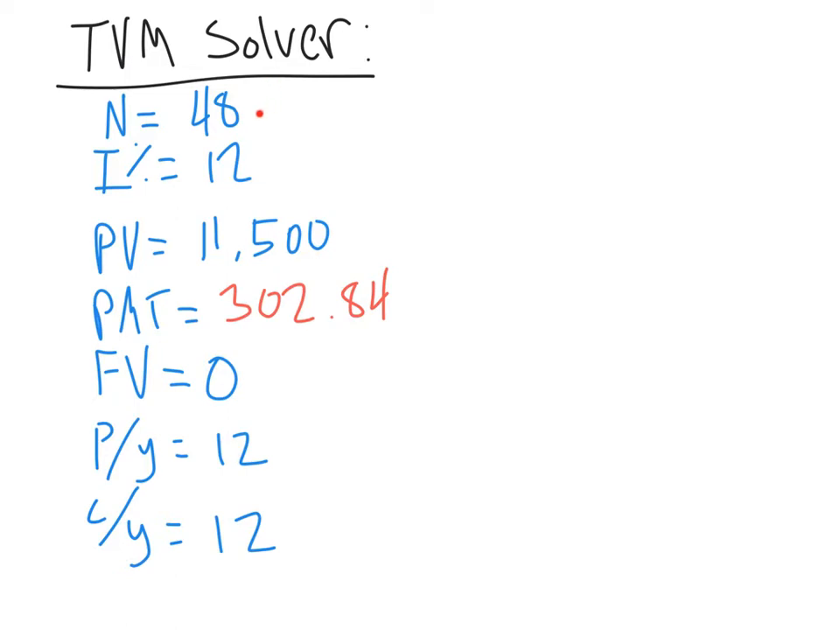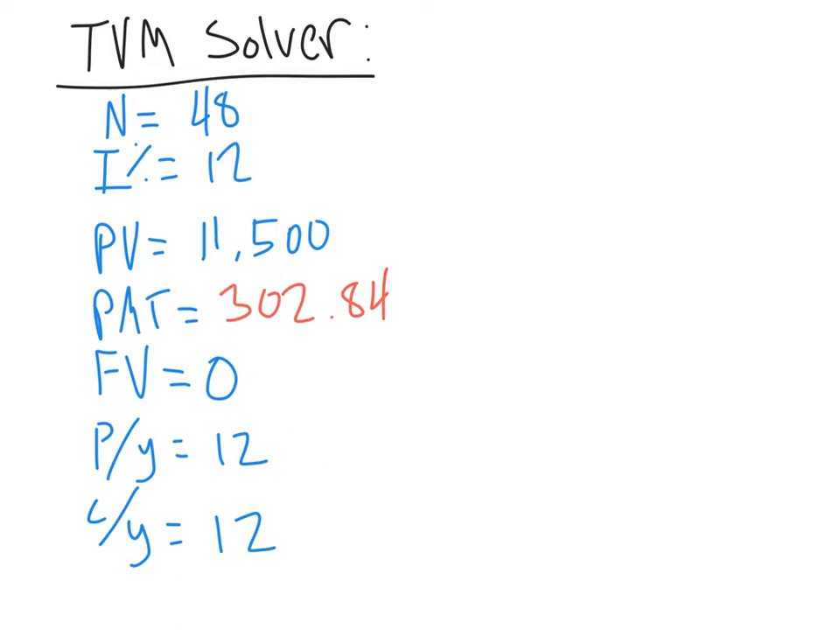N, since we're compounded monthly, is in months, and it would be 48 months because it was 4 years. I is the interest rate. Don't forget to leave it as a percent, so that's 12%. Our present value is the original amount of the loan, and by original, I mean after the down payment, so the amount that you borrowed. So that's 11,500. Payment is what you end up solving for, so you just leave that part alone for now. Future value is 0, because notice in this formula it's just PV and payment, right? It's just the principal and payments, no future values. P/Y and C/Y are 12 because we're compounded monthly.